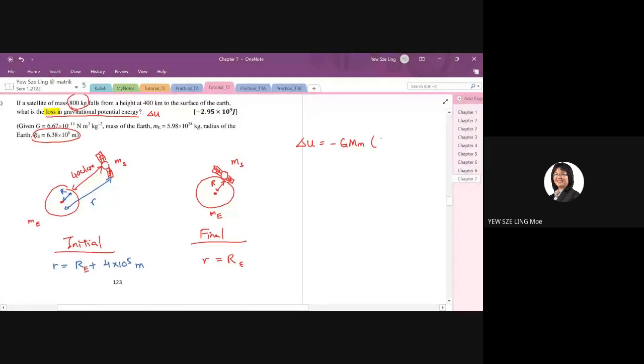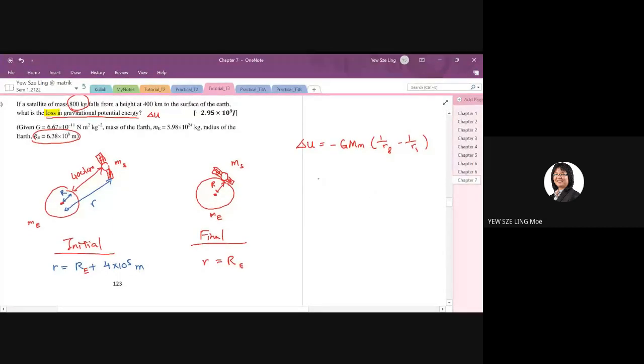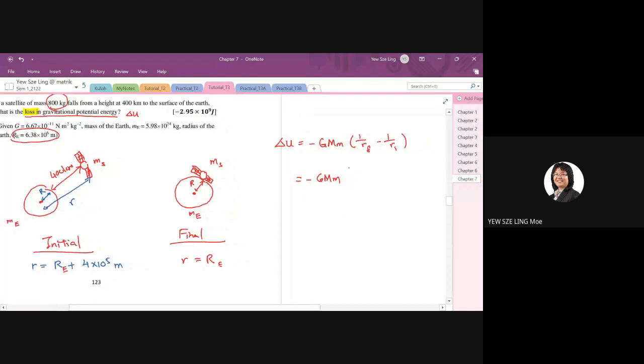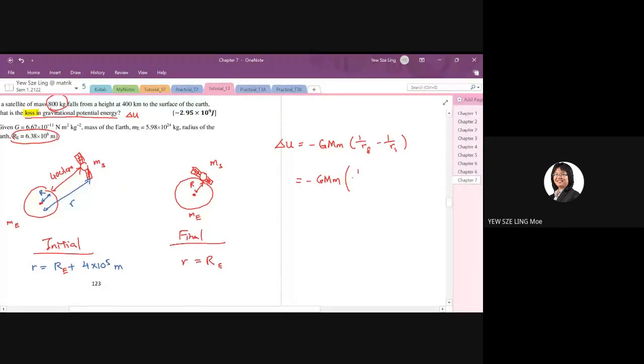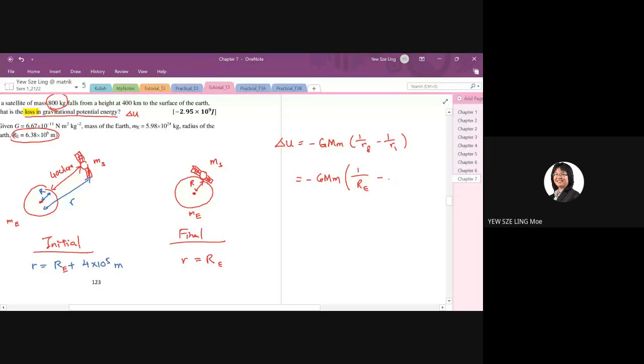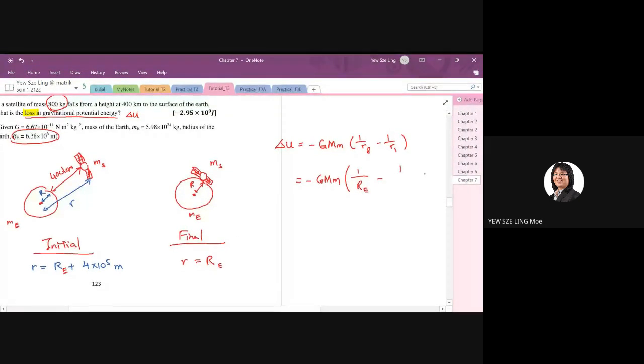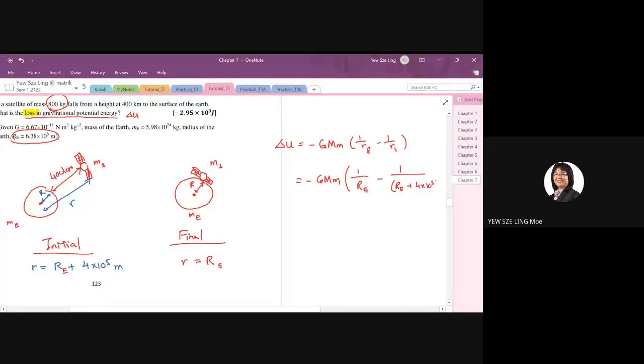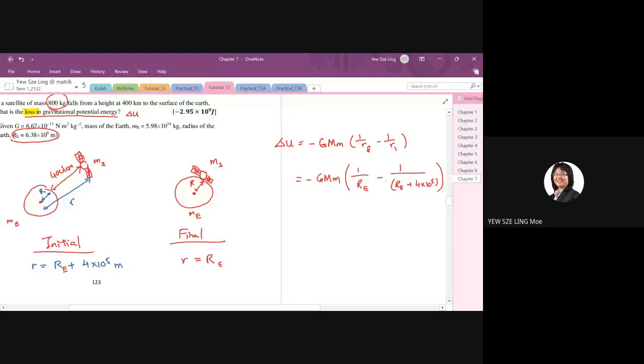Next, since the question is asking for delta U, delta U is equal to negative GMm bracket 1 over R final minus 1 over R initial. I'm going to keep GMm, and you yourself substitute the value and solve it. So GMm bracket 1 over, now R final is just RE, minus 1 over R initial. R initial is RE plus 4 times 10 to the power of 5. So this is your equation.